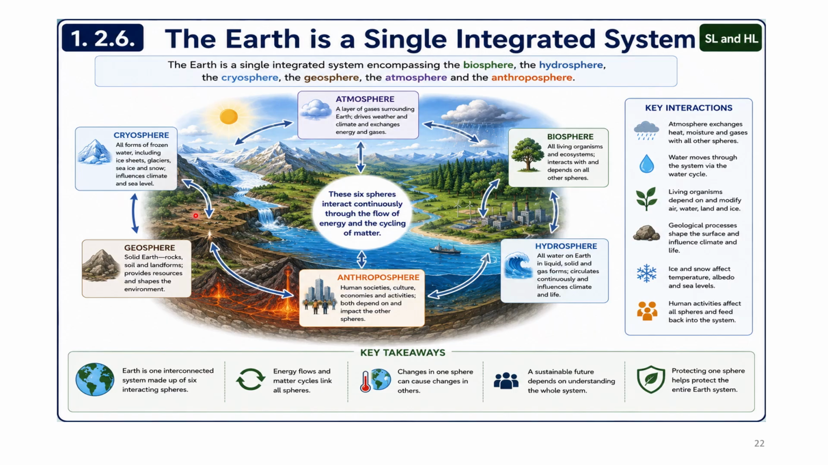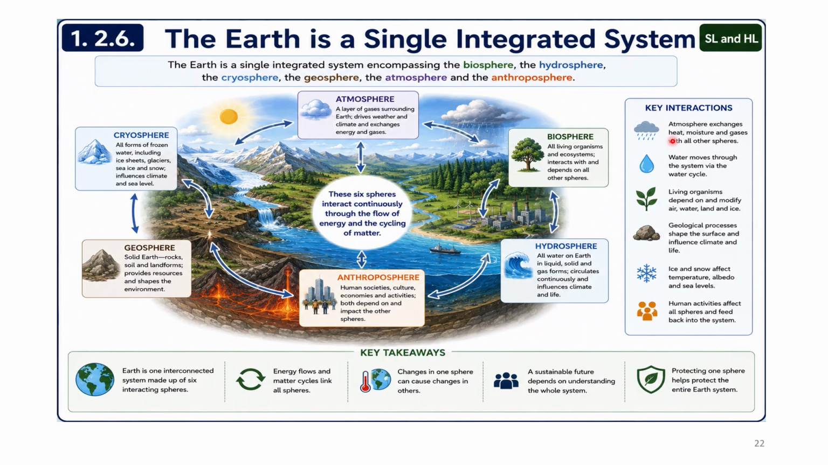The geosphere provides rocks, minerals, soils, and landforms that support ecosystems and human activities. The biosphere contains all living organisms, which depend on air, water, and nutrients for survival. The anthroposphere represents human societies, economies, technologies, and infrastructure that both depend on and modify natural systems. These spheres are closely linked.